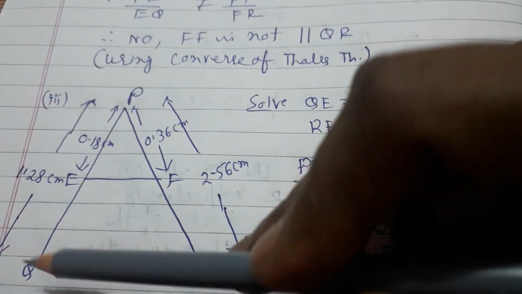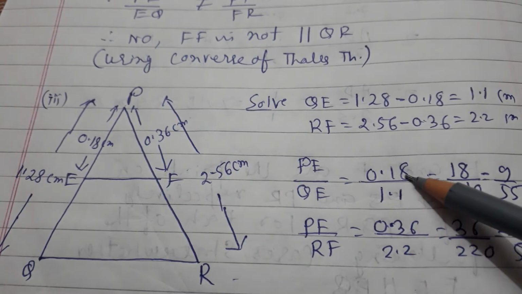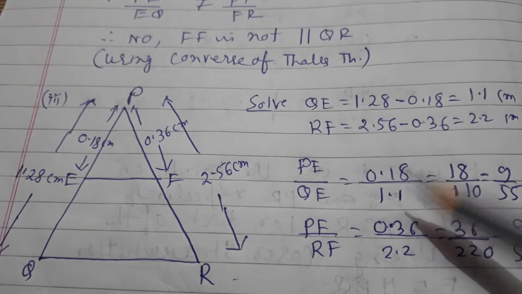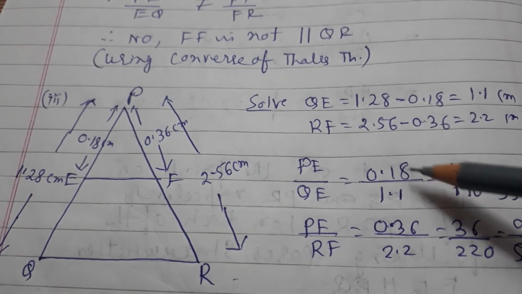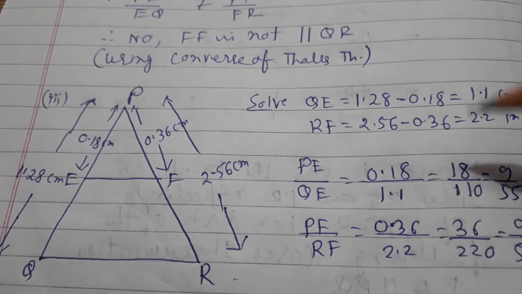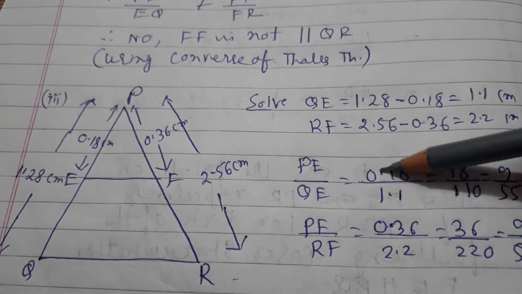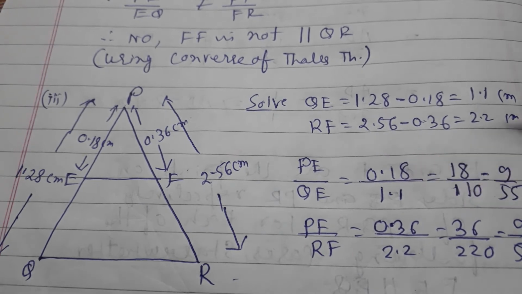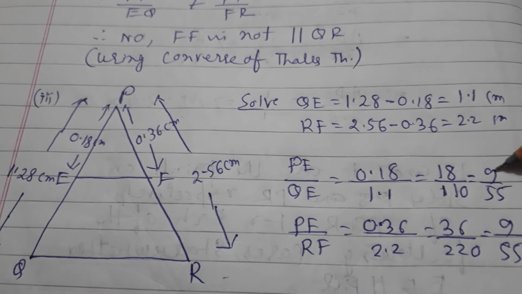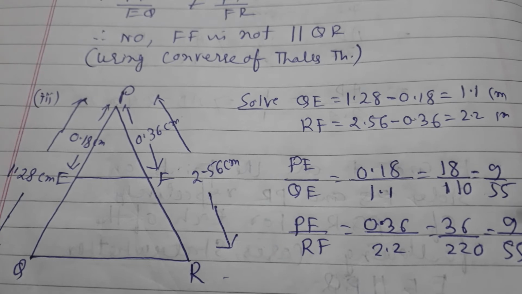Now PE by QE equal to 0.18 by 1.1. So after the point there are 2 digits and here after the point 1 digit. So it will be 18 by 110, okay? Because here after the point there are 2 digits. So 10 will be here. 18 by 110, that is dividing by 2, we get 9 by 55.